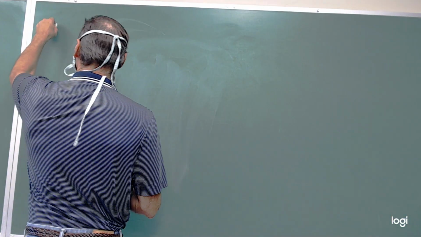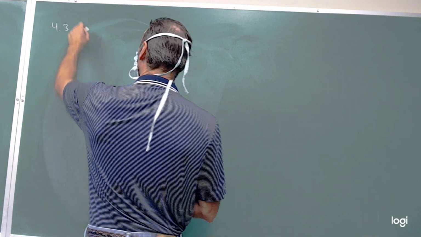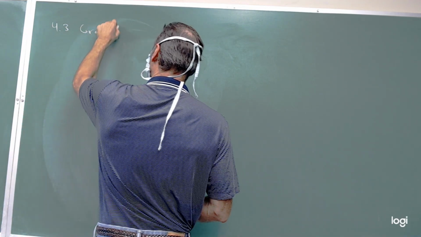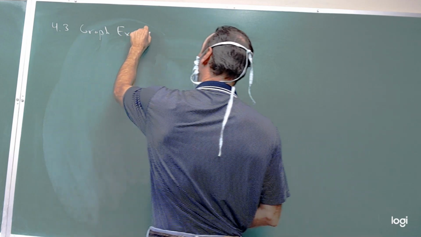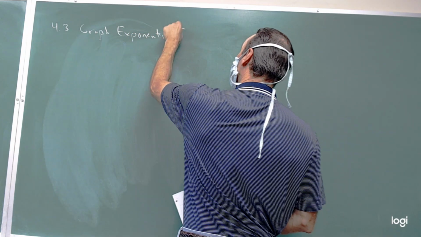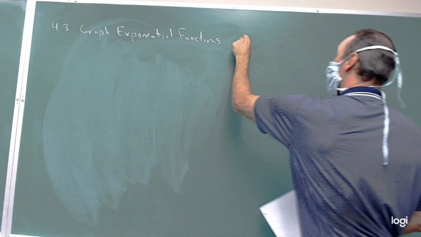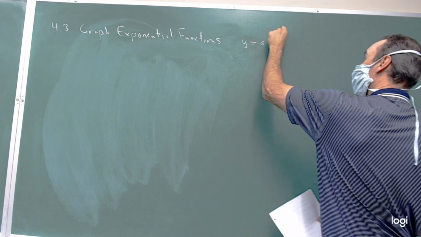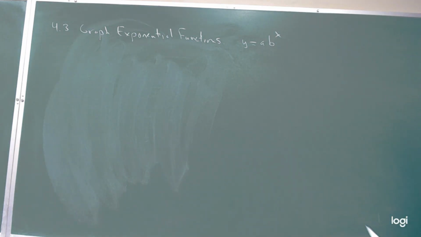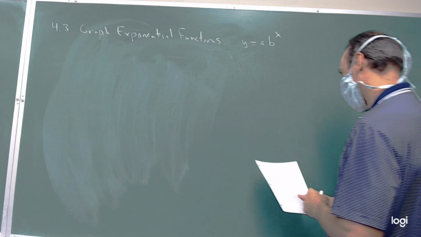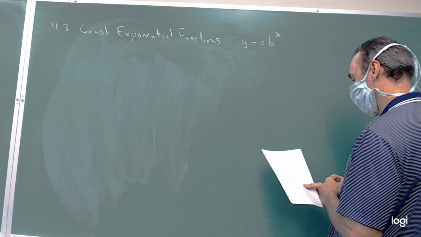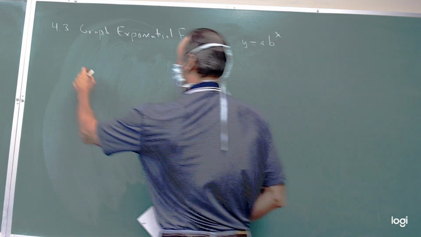So this is section 4.3 in our book. We're going to graph exponential functions. So we're talking about things that look like y equals a times b to the x. And so we're going to compare and contrast these, try to get a feel for what the a does to the graph, get a feel for what the different b's do to the graph, and get a mental picture of that. So a and b are called parameters.